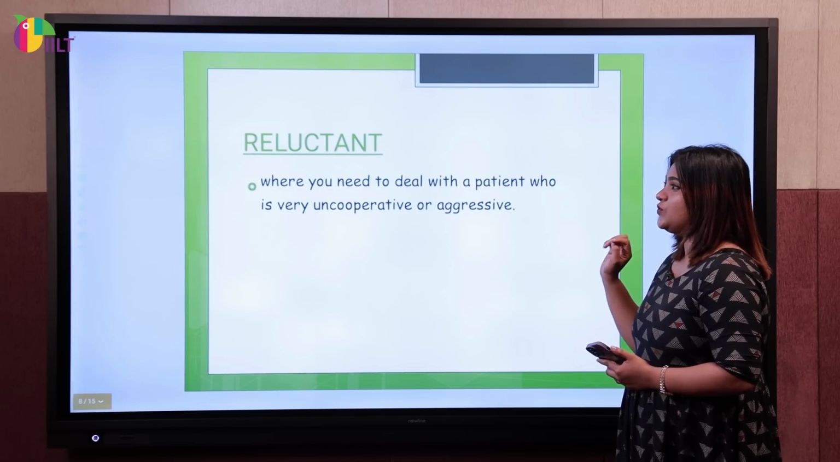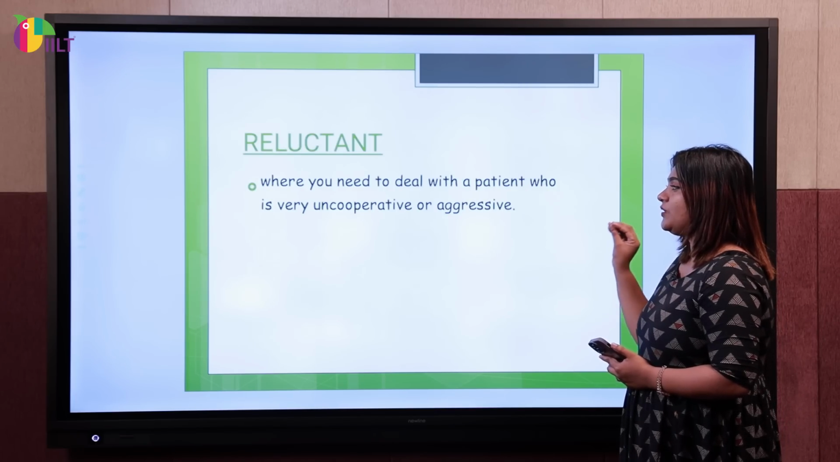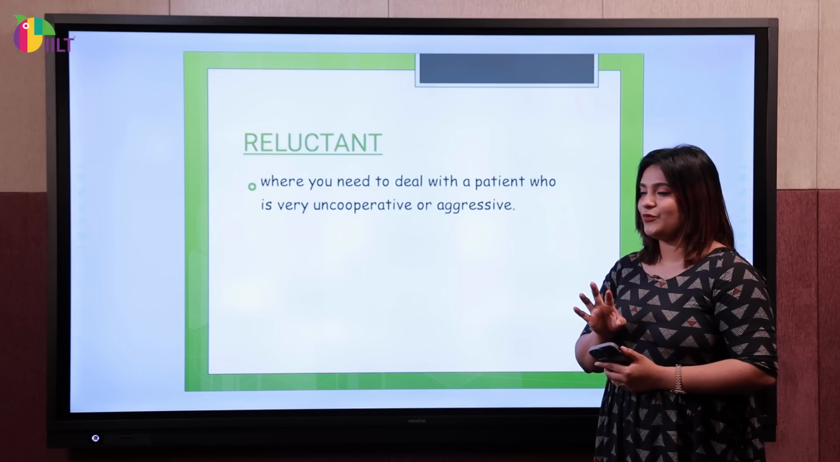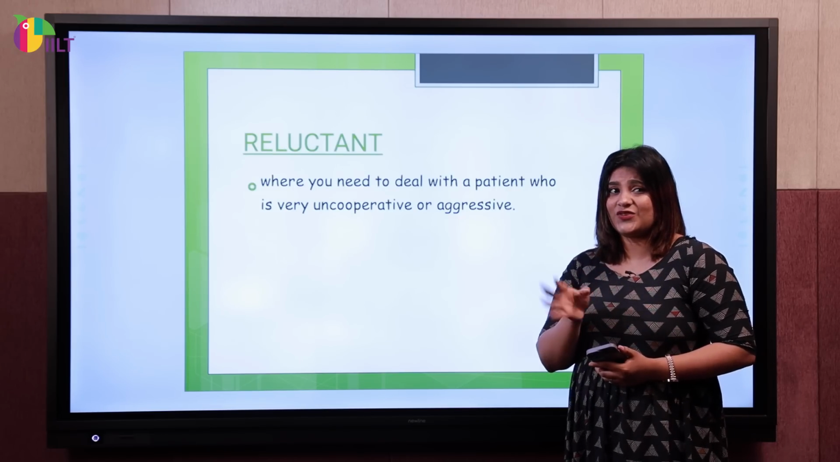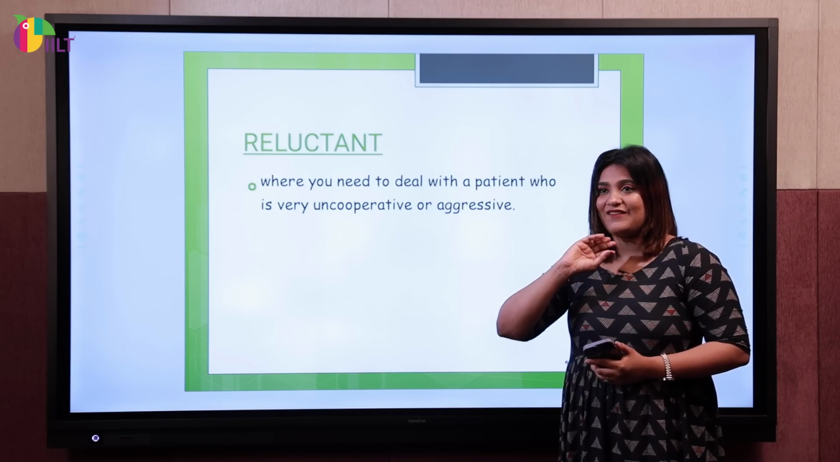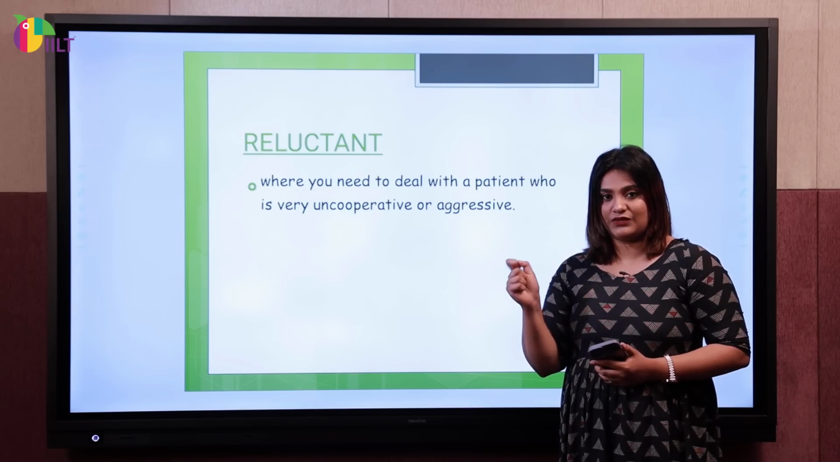Moving on, the last one is reluctant. Reluctant role plays are where you need to deal with a patient who is very uncooperative, aggressive, stubborn, and frustrated. We have seen a lot of cue cards like that, and people find it a little difficult to deal with such cases too.